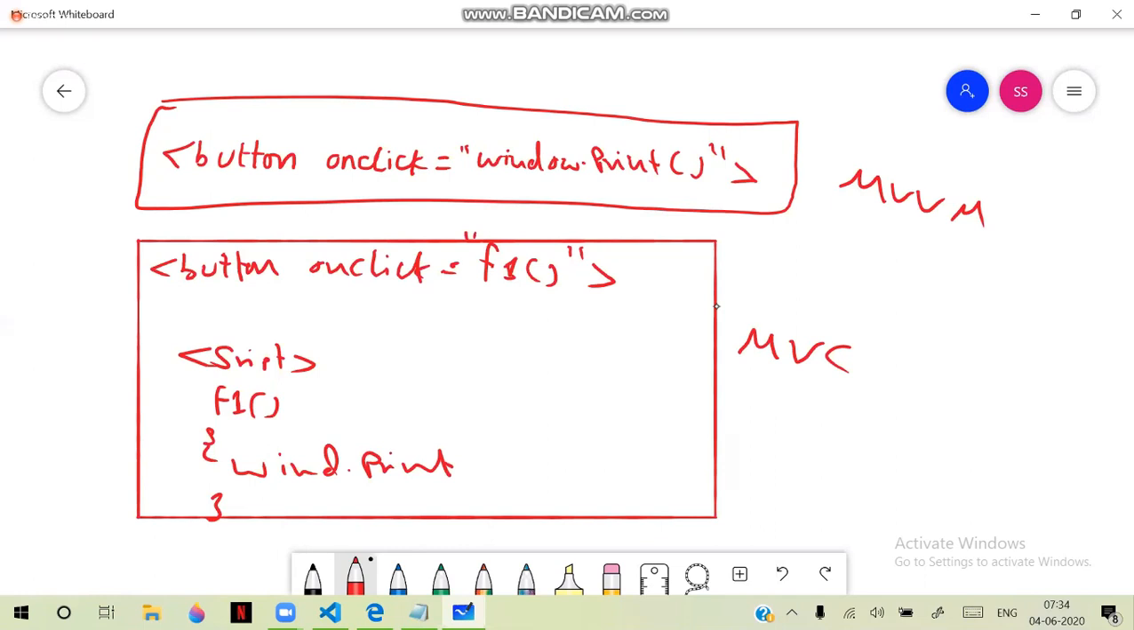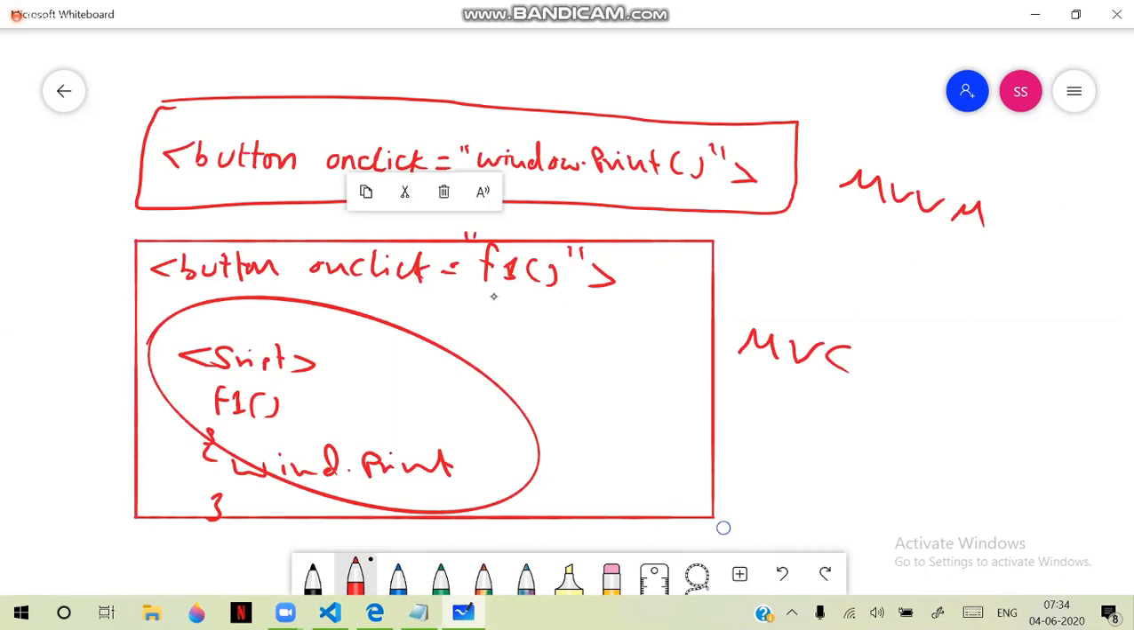I hope many of you are clear now. That means everything is in the view, that is MVVM, model view view model. And here everything is in the controller. Logic is in the controller. The interactions are managed from the UI. Angular can handle both of them. So that is the difference between MVC and MVVM frameworks.